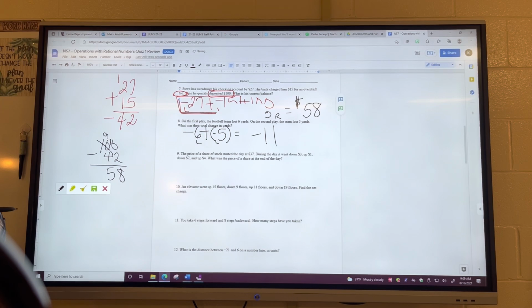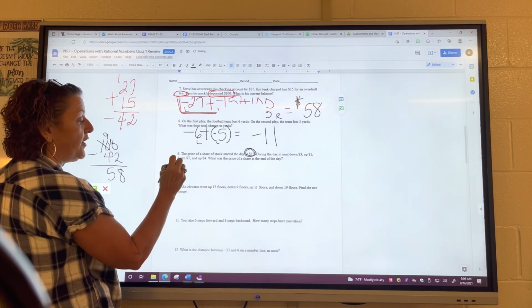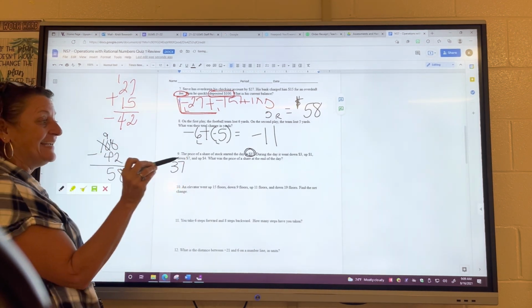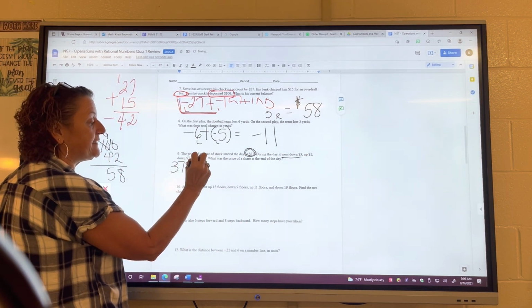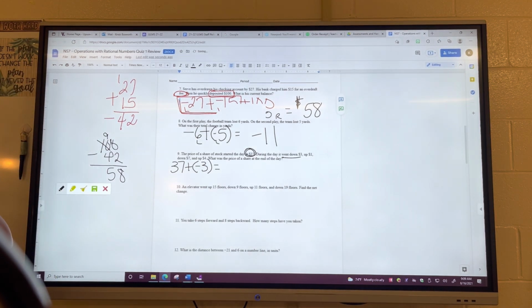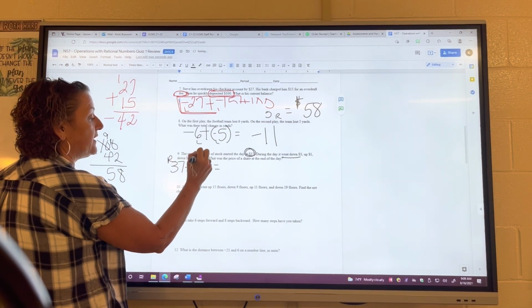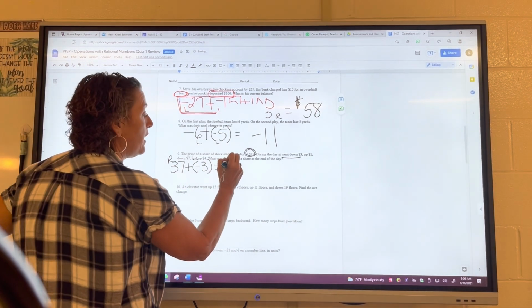The price of a share of stock started the day at $37. Circle 37 is where we're starting. $37. And it went down $3. So what are we doing here? 37 plus the negative 3. All right, we're going to stop right there. Where does that leave us? Do that first. So this is a right and a left. What do we do? We're going to subtract and get 34.